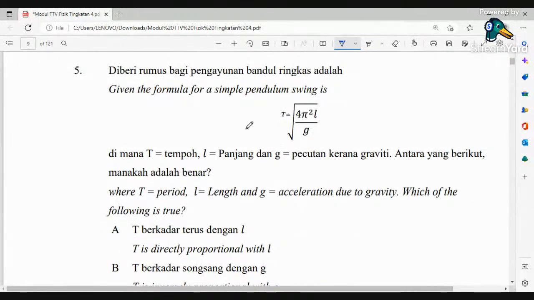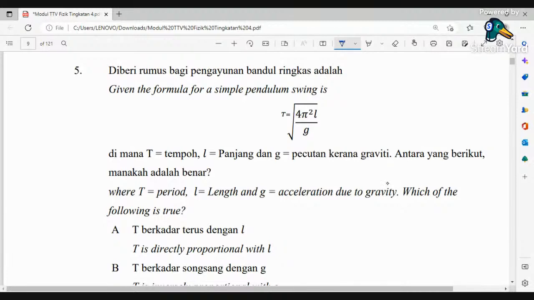Okay, let's look at number 5. Given the formula for simple pendulum swing, okay, T, period. T ni ialah period atau tempo. 4 pi squared L divided by G. L is length, G is acceleration due to gravity. Which of the following is true?